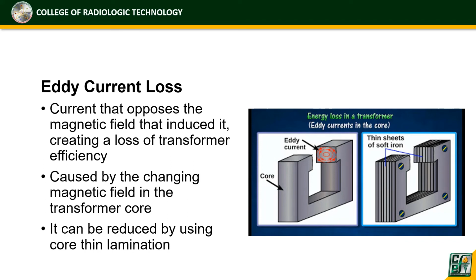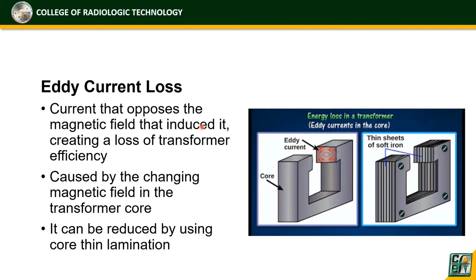Okay, so it can be reduced by using thin sheet of laminated iron instead of using a solid core iron. Okay, as you can see, ang eddy current ay constant. Siya ay hindi tumitigil. Habang may magnetic field, may eddy current. Okay? Or may current na nag-oppose sa magnetic field.